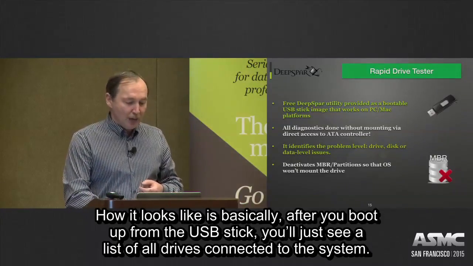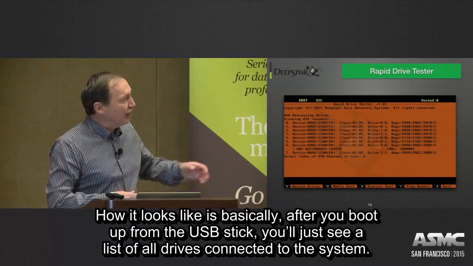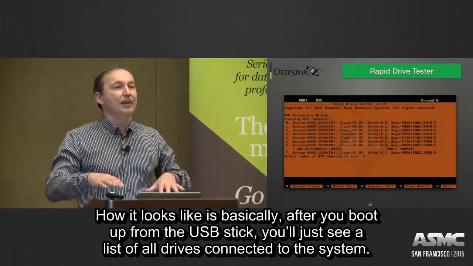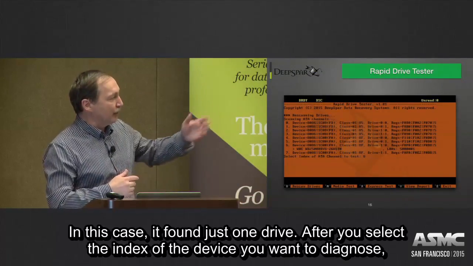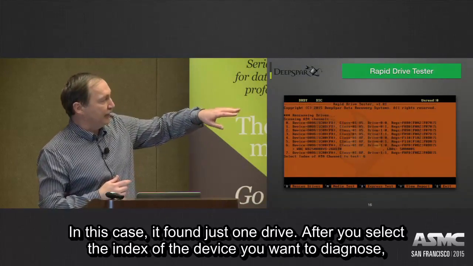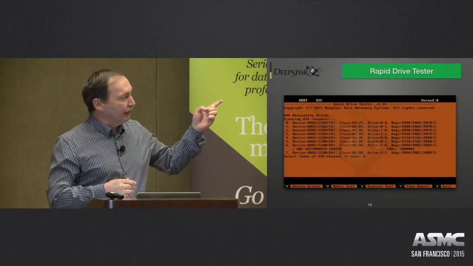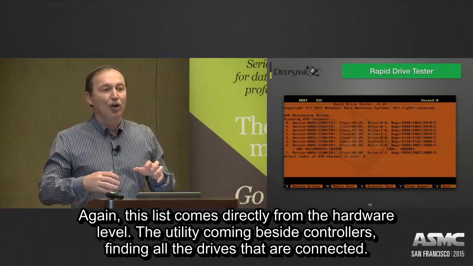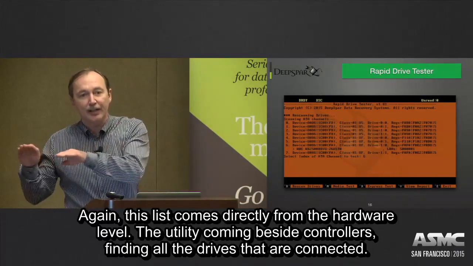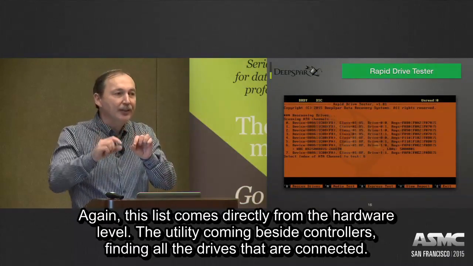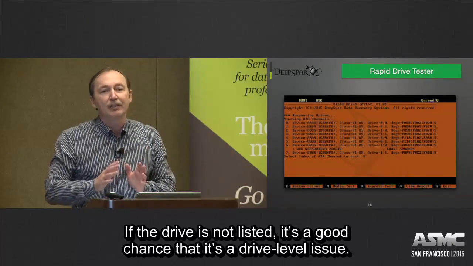So how it looks is, after you boot up from the USB stick, you will see the list of all drives that are connected to the system. In this case, it found just one drive. Then you select the index of the device you want to diagnose. This list comes directly from the hardware level. The utility is scanning PCI controllers, finding all the drives that are connected. And if the drive is not listed, you have a good chance of a drive level issue.